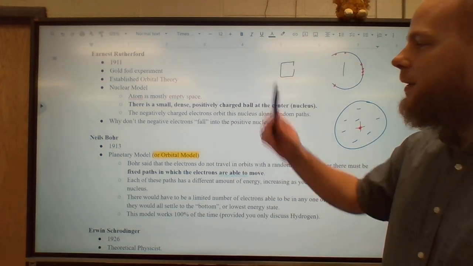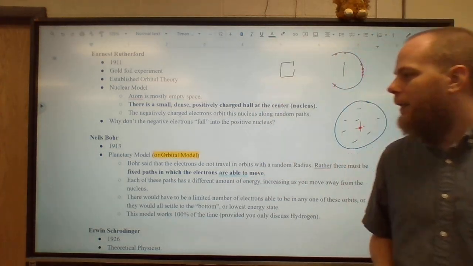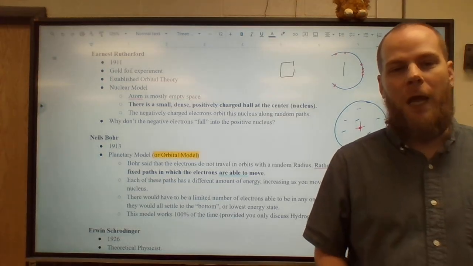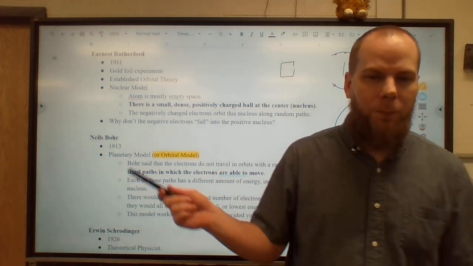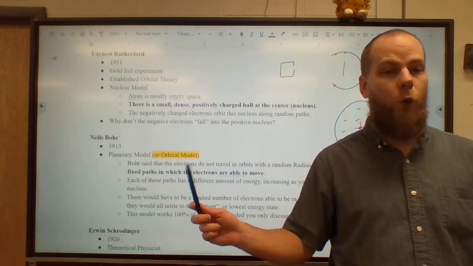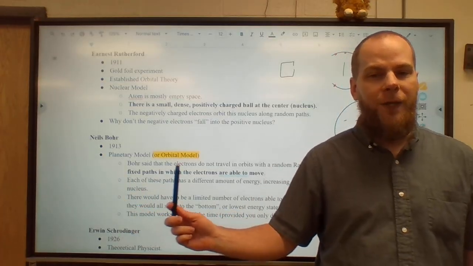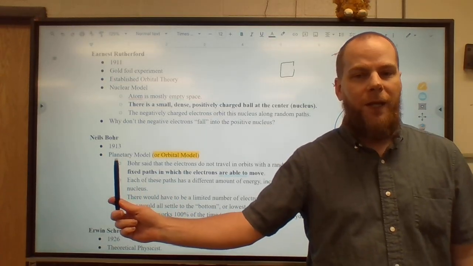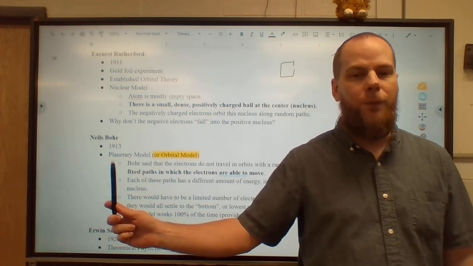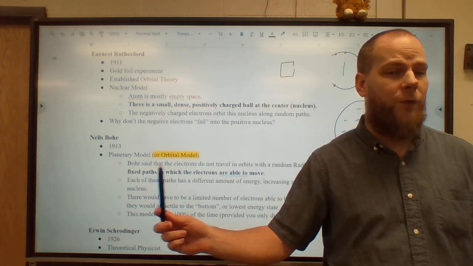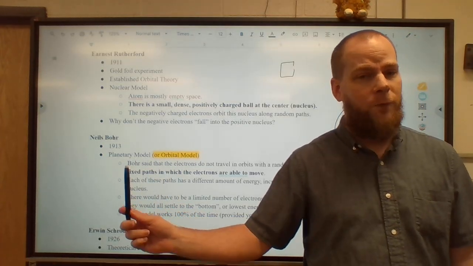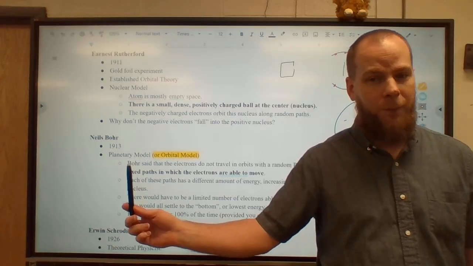Next we have Niels Bohr, okay, who had a rough life, but he proposed the planetary model or the orbital model. Either of these names will work. Planetary model, I think, is how most people can remember it, but orbital is what it's officially called. I will go back and forth between these, so I would know both of them.